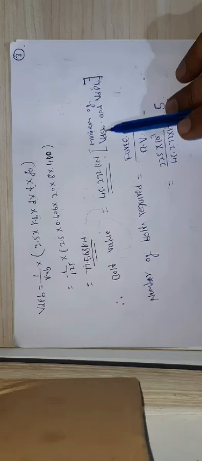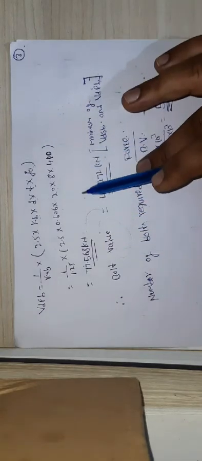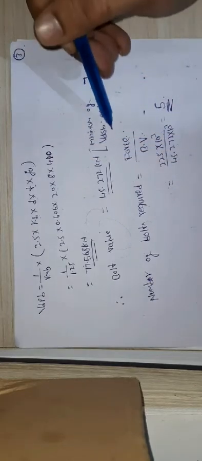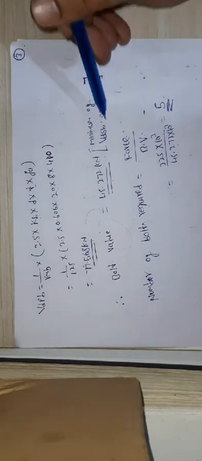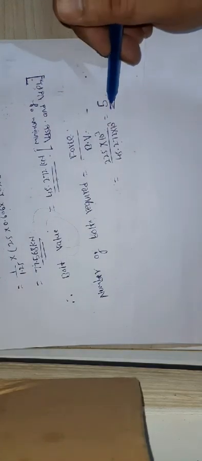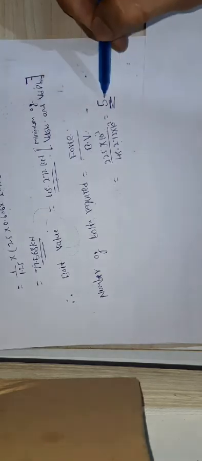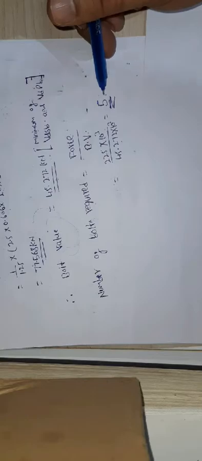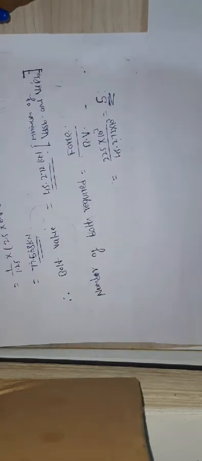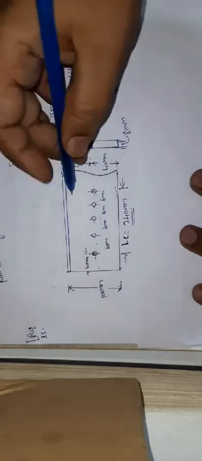Therefore, your bolt value is the least of VDSB and VDPB. Please remember, we need to take the bolt value as the least of those two values. Next, you can easily calculate the number of bolts required. That is the factored load divided by the bolt value. For this given problem, I got 5 bolts required for these connections.